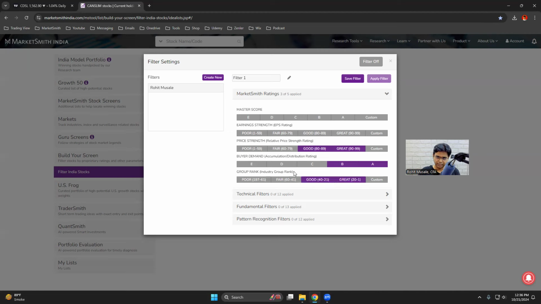So group rank, the industry group rank. So every stock belongs to an industry group. Every industry group belongs to a particular sector. So MarketSmith has divided the entire stock market into 197 industry groups. And we only want to look at the top 40. That's why 1 to 40. So if the industry group rank is, let's say, 35, it will come in our criteria. Okay. So this is because we want to select the best performing industry groups.